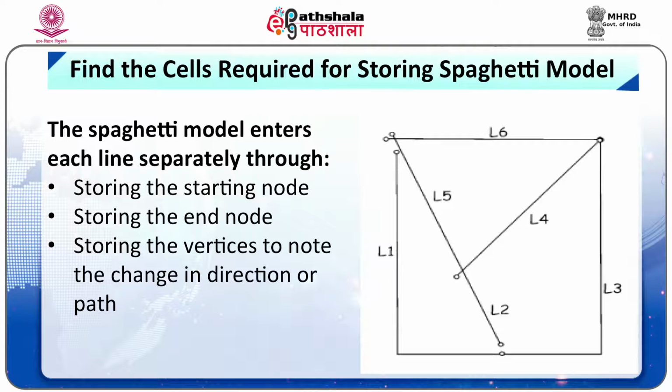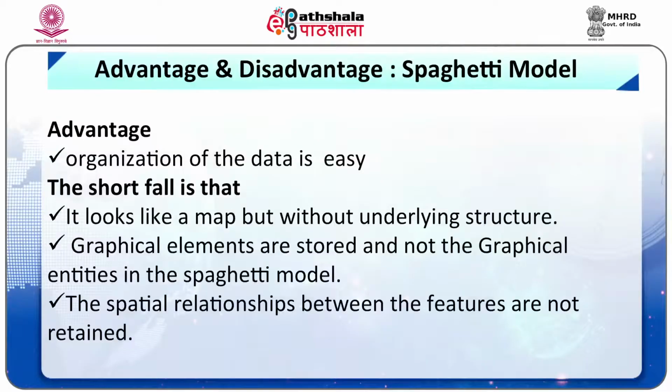As figure 5 depicts, the spaghetti model records each of the 6 lines separately. What is to be noted is that the connections are not recognized, nor are the crossing over or meeting points of vertices. It looks like a map but without underlying structure. Graphical elements are stored and not the graphical entities. Understand this: graphical elements are stored and not the graphical entities.